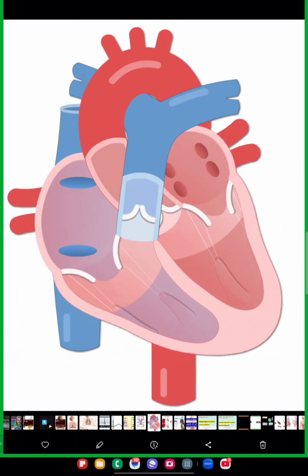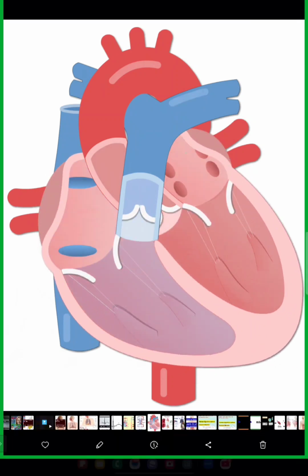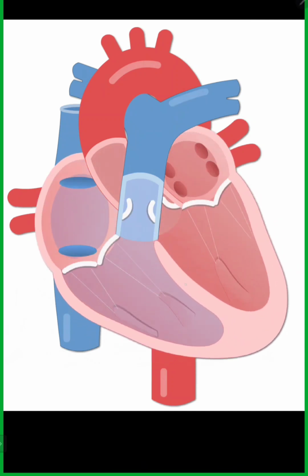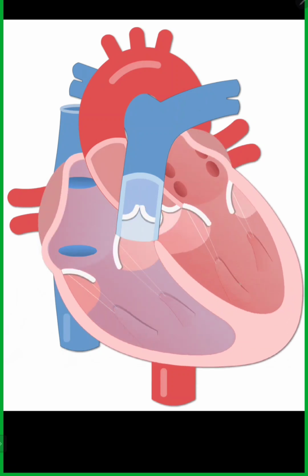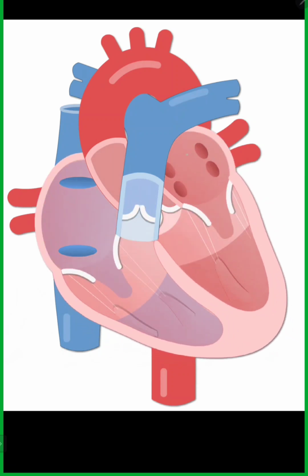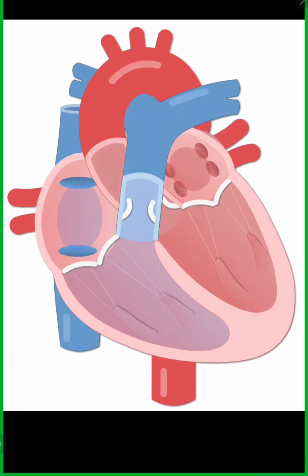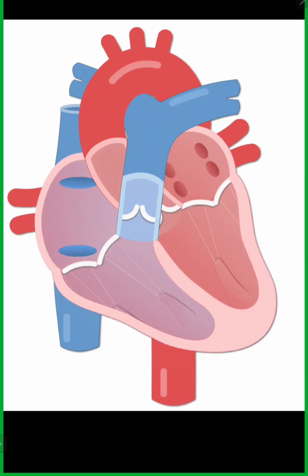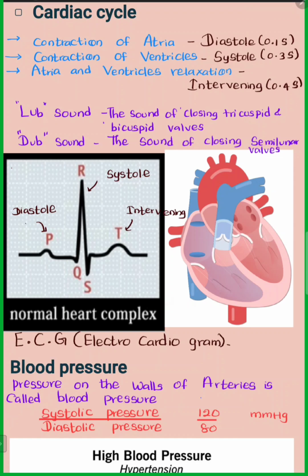The atrial contraction takes 0.1 second. The ventricular contraction takes 0.3 second. The cardiac relaxation, or intervening period, takes 0.4 second. The contraction of the atria is also known as diastole, the contraction of the ventricles is known as systole, and the relaxation of both atriums and ventricles is known as intervening.